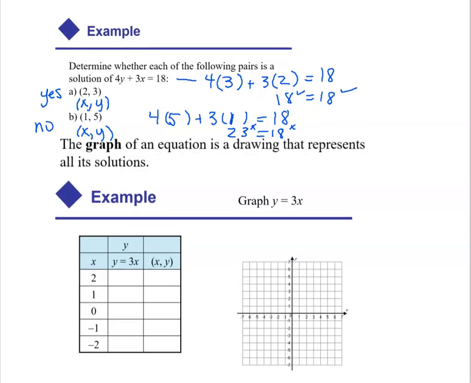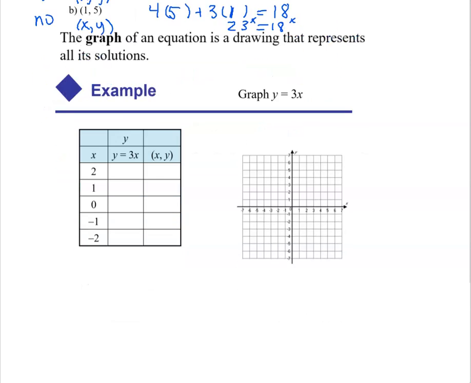Okay, so how do we go about graphing equations? They want us to graph y equals 3x, and so they pick some values for x. If I plug in 3 times x right here, what is 3 times 2, because they're saying x is 2, well, that value is 6. And so the coordinate would be 2, 6. So I would go to 2, go up to 6, plot that point.